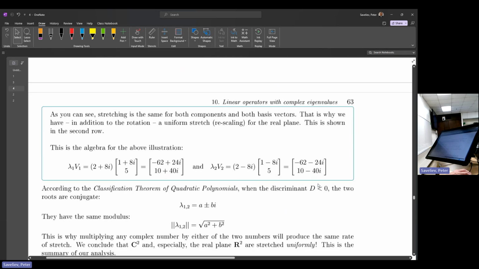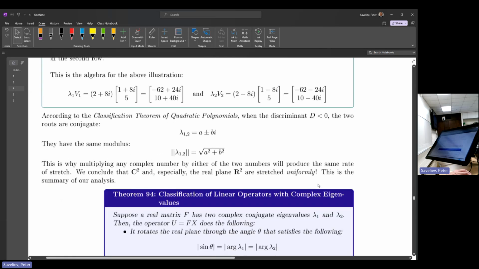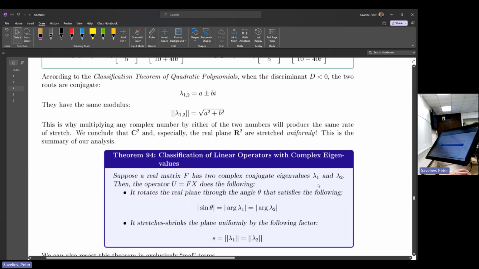So I'll just jump straight to the classification. Okay, so that's the classification. We have a real matrix once again with two complex conjugate eigenvalues, which is the case we had. Then the operator does the following: it rotates the real plane through the angle theta, which happens to be the argument of the eigenvalue.